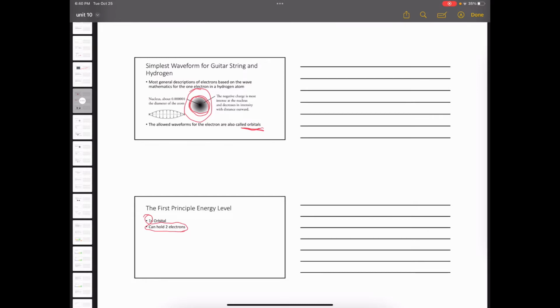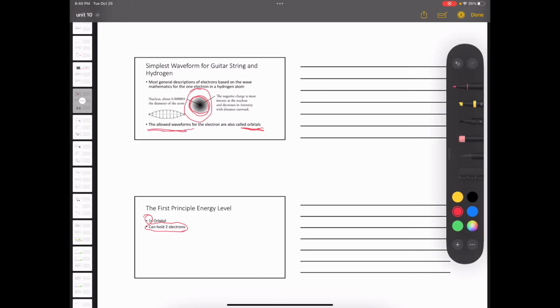At this point, what I would like you to pay attention to is the concept of orbitals. This is the first time we understand what an orbital means: it is the allowed waveform where the electron can be found.